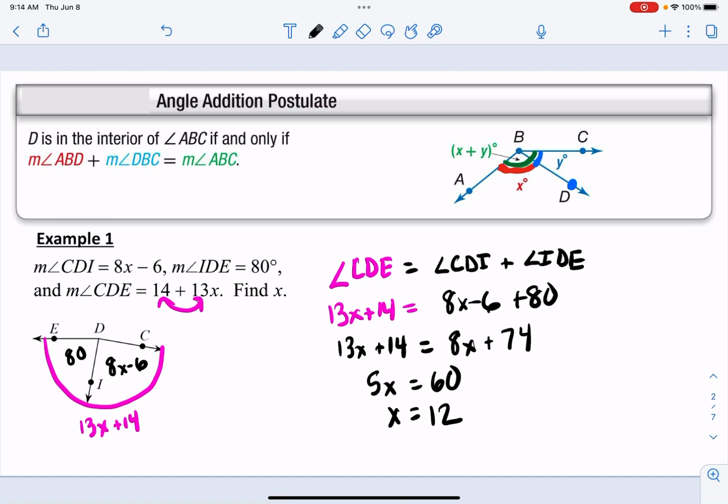And this is if the angles are what we call adjacent. And we've talked about that. And I think I spelled adjacent wrong. But I don't have spell check on my iPad.